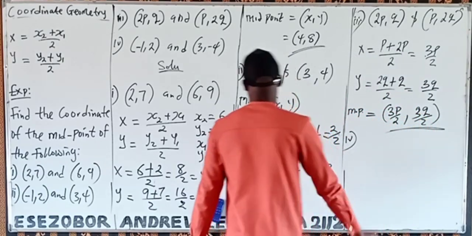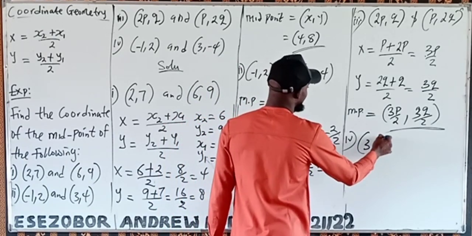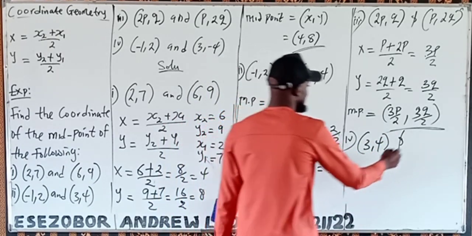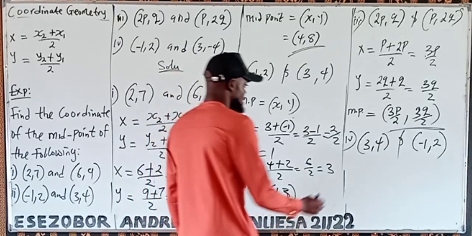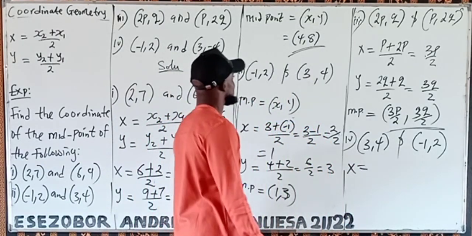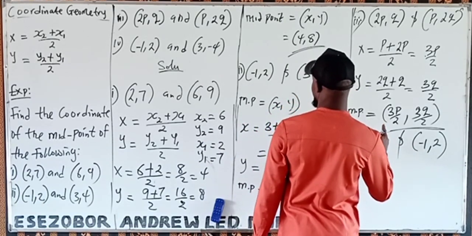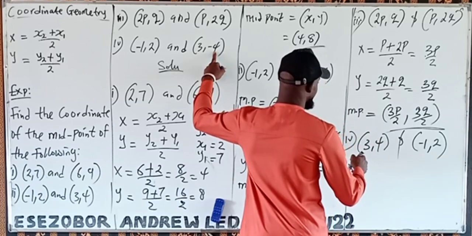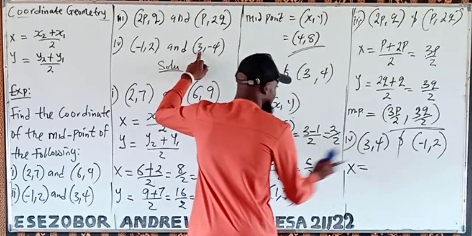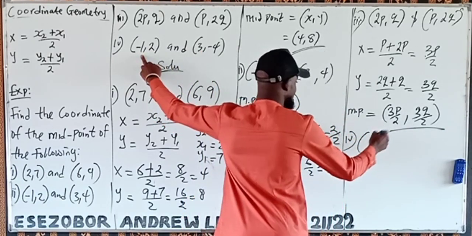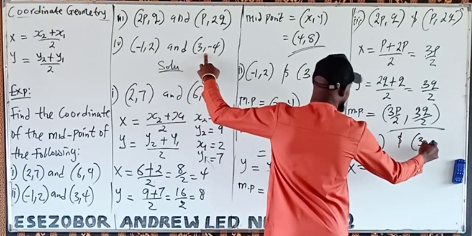For the last one, you can do this yourself. Okay, let me just do it. Sorry about that. For number 4, the points are (-1, 2) and (3, -4).